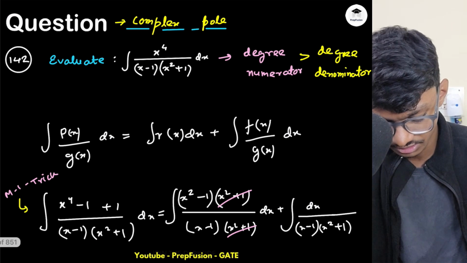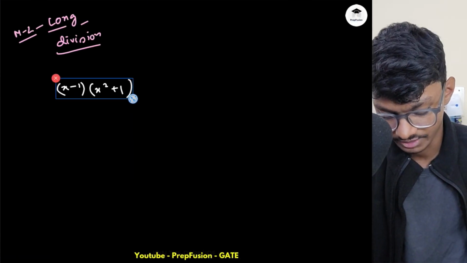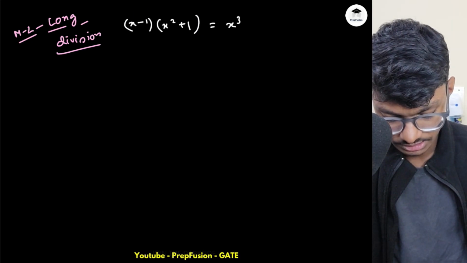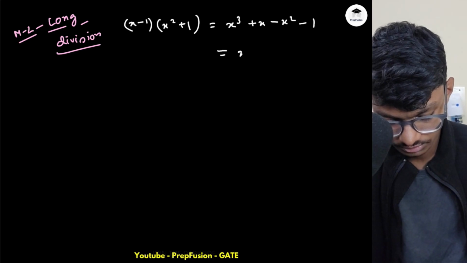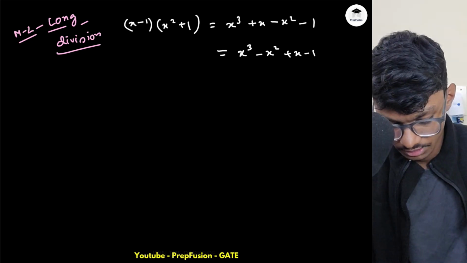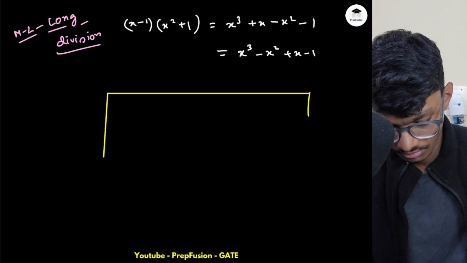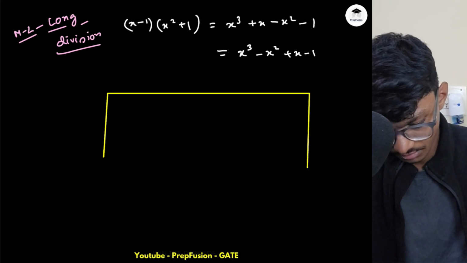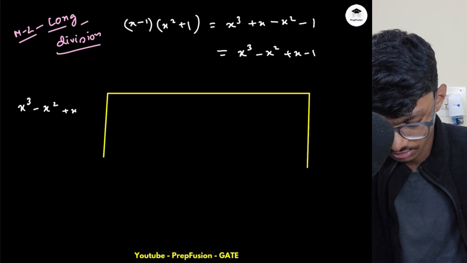So what is long division? Whatever is in the denominator, you copy and paste that and you write it fully, in expanded format. So this will be equals to x cube plus x minus x square minus 1, that is x cube minus x square plus x minus 1. Okay, next, this will be x cube minus x square plus x plus 1.